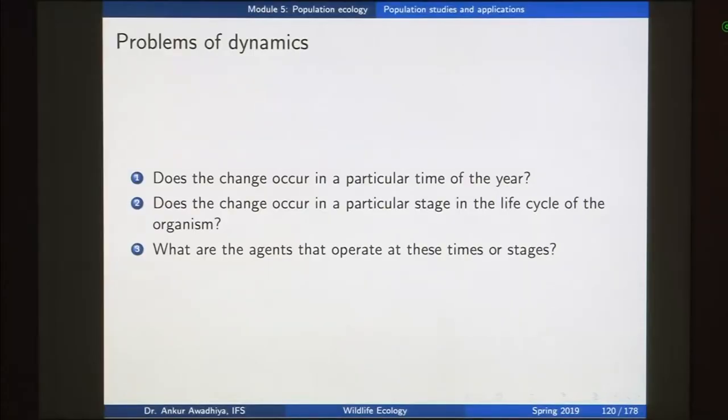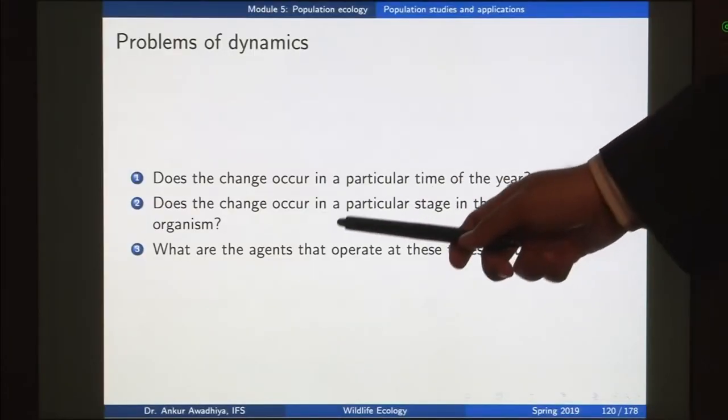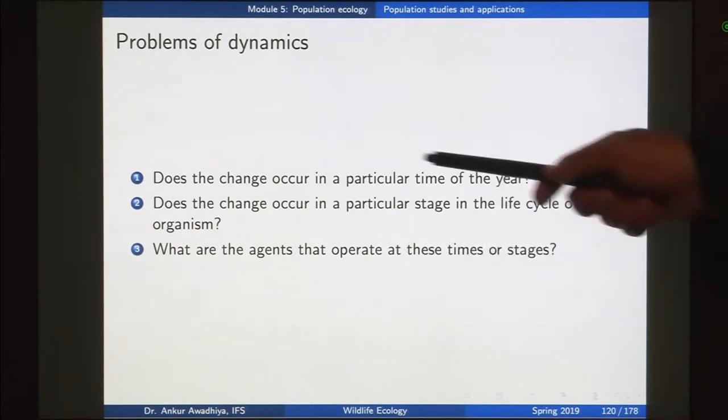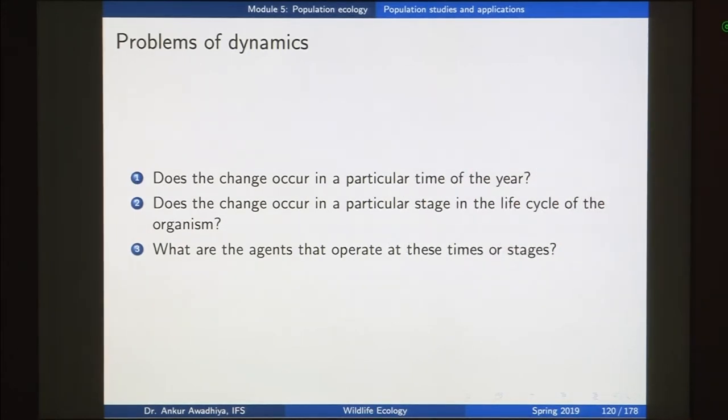Now, in such a scenario, we can ask this question that, okay, we are seeing these locusts in this particular season, but what was the stage that the predator was preferentially feeding upon? Was it feeding upon the adult insects? Was it feeding upon the nymph stages, or was it feeding upon the eggs of this insect? That is the second question. The change that we are seeing, is that related to some particular stage in the life cycle of the organism?